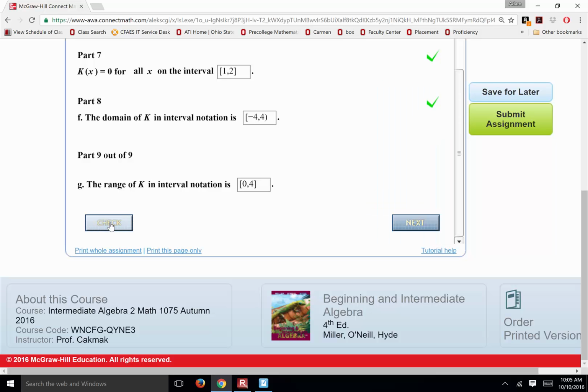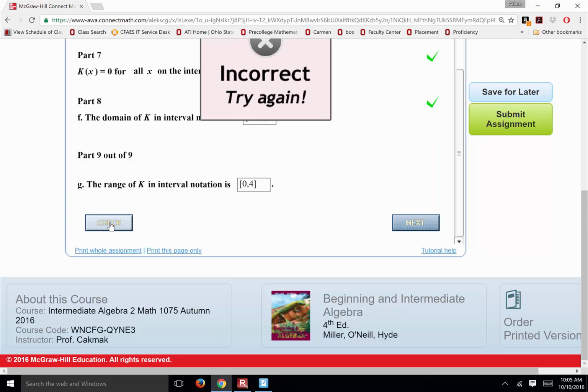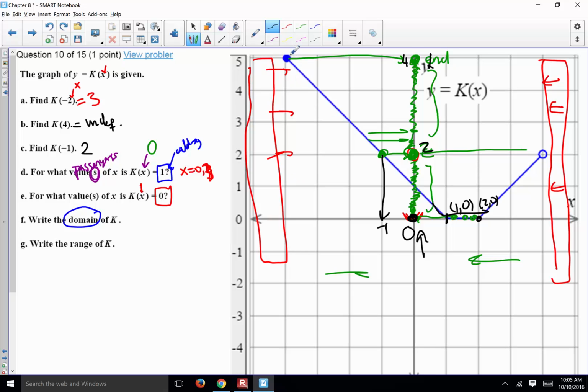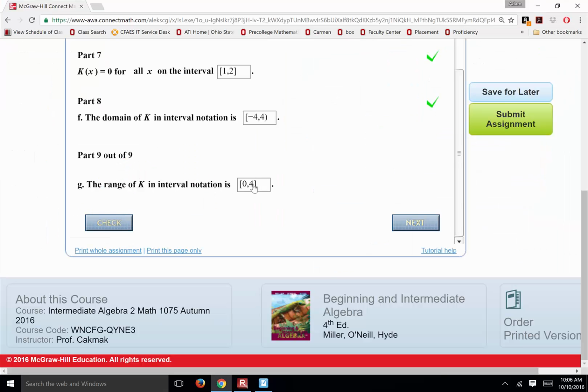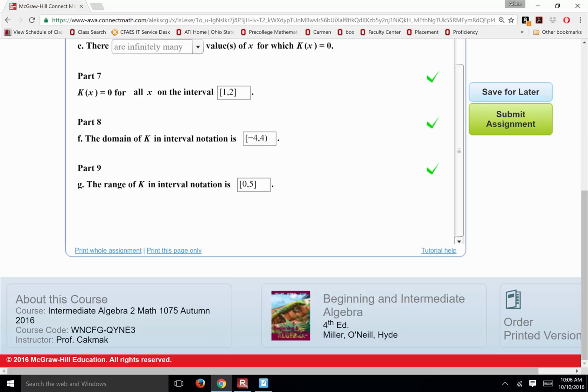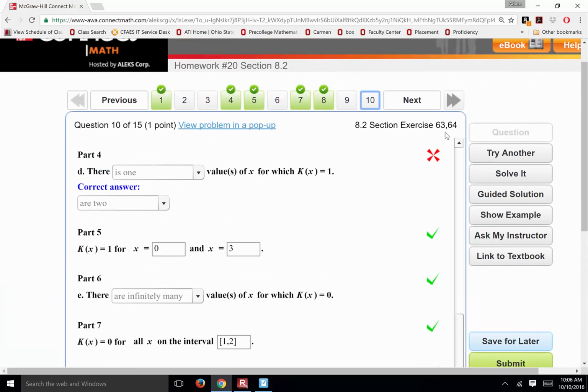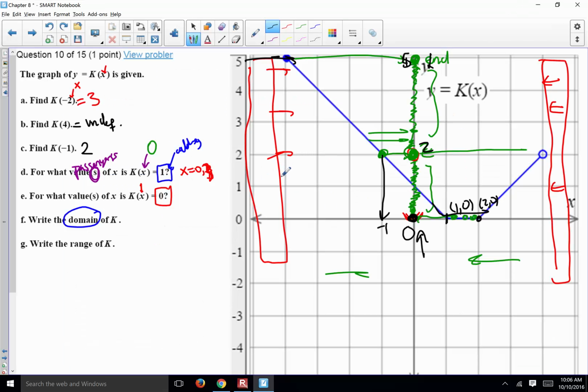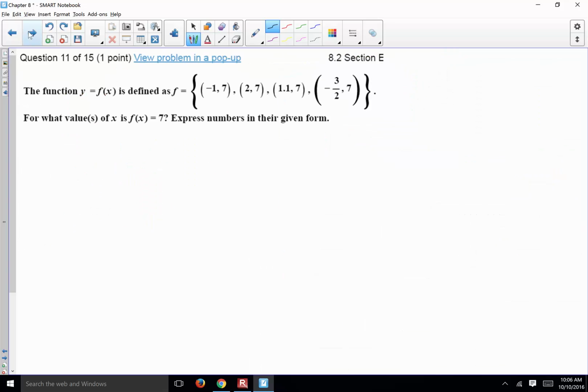Okay? No, what's wrong? Oh, it's not 4. The end is 5, right? This value is 5. Okay, we're good. We'll continue this section tomorrow. We have a couple more questions left.